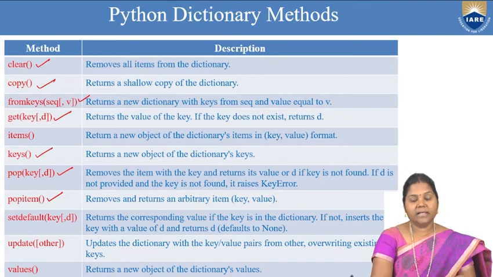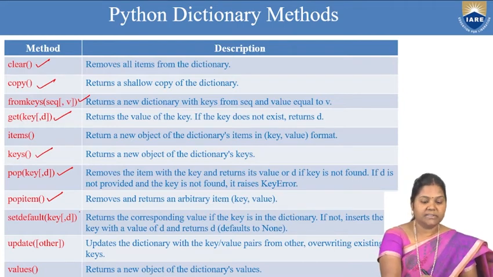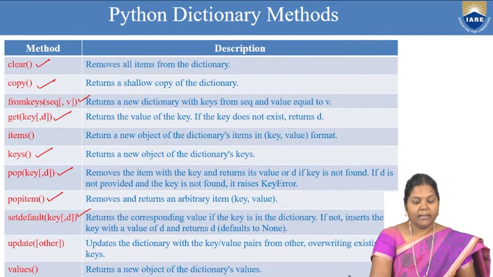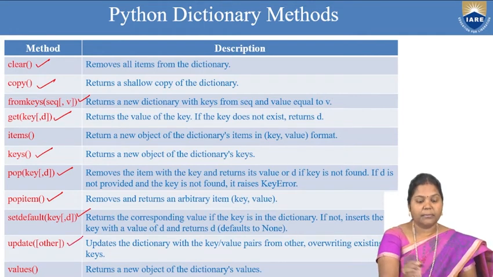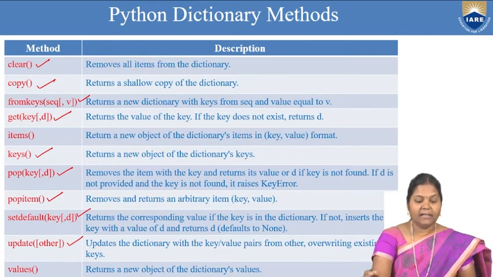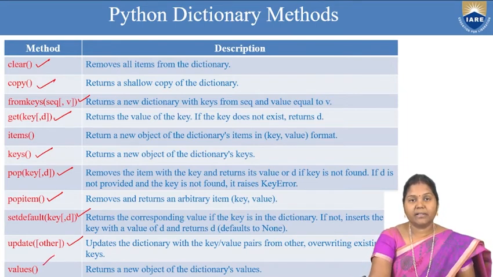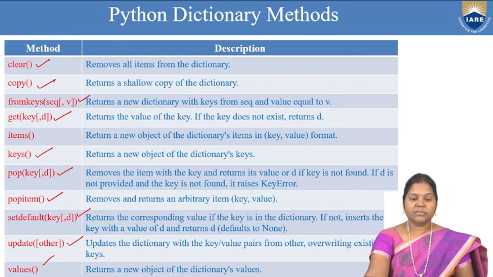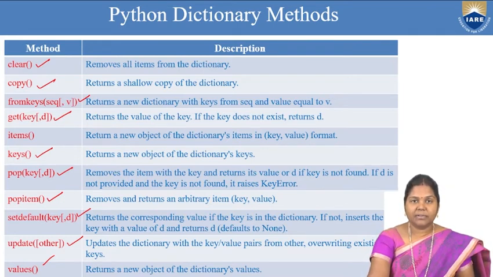Then if you want to set a default value for the keys, then you can use the setdefault method. And if you want to update a value for a particular key, then you can use the update method. It updates the dictionary with the key value pairs from the other, overwriting the existing keys. And if you want to see only the values from a dictionary, then you can use the values method. So it returns a new object containing only the dictionary values. So these are some of the important methods available in dictionary.